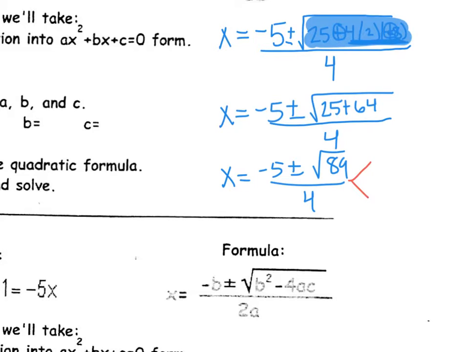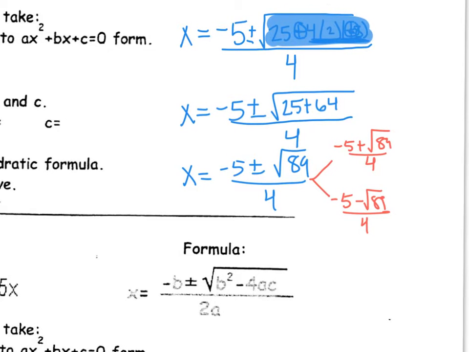So what I do is I split it off here, and I do negative 5 plus the square root of 89 over 4, and then negative 5 minus the square root of 89 over 4. So you're actually going to get 2 answers. Okay, and from here on out you can actually calculate this using your calculator. The square root of 89 is 9 point something here. I'll see if I can get a calculator.